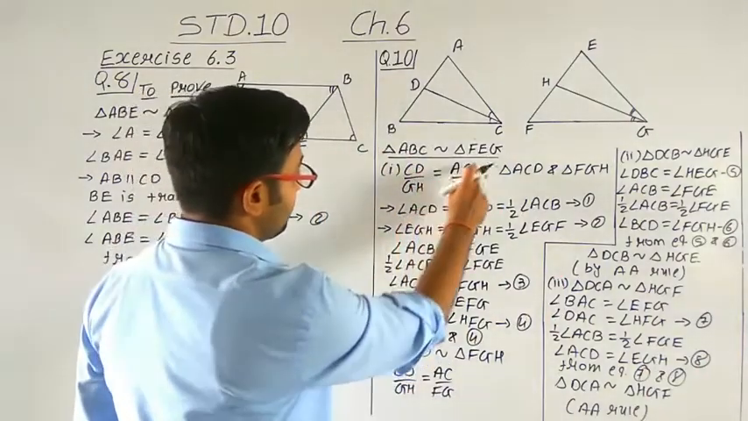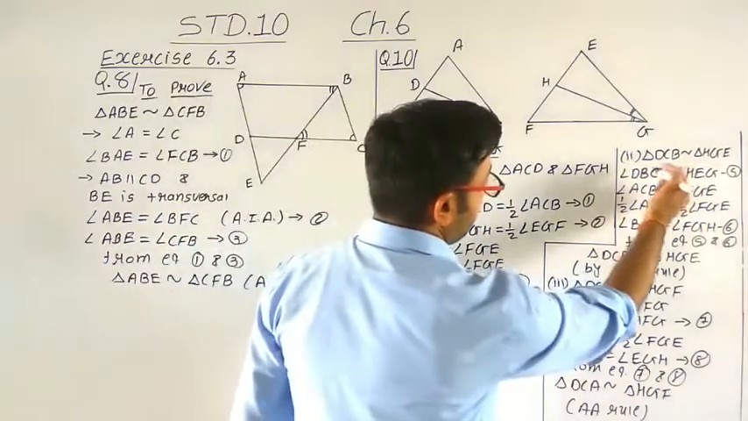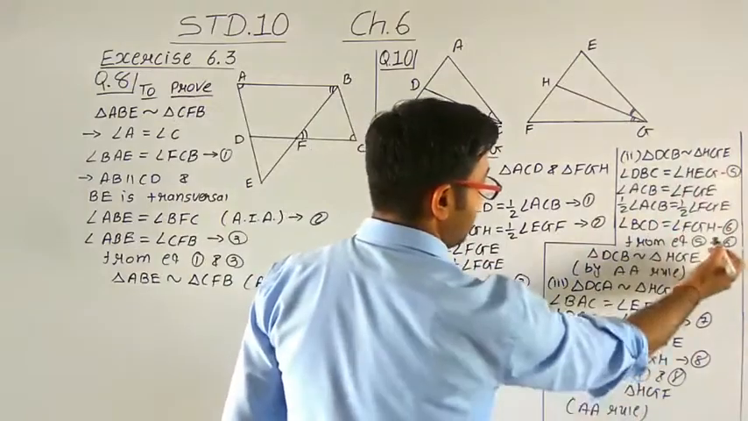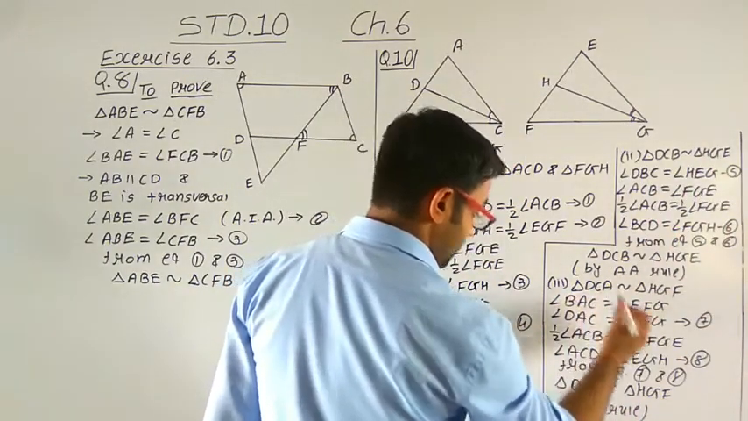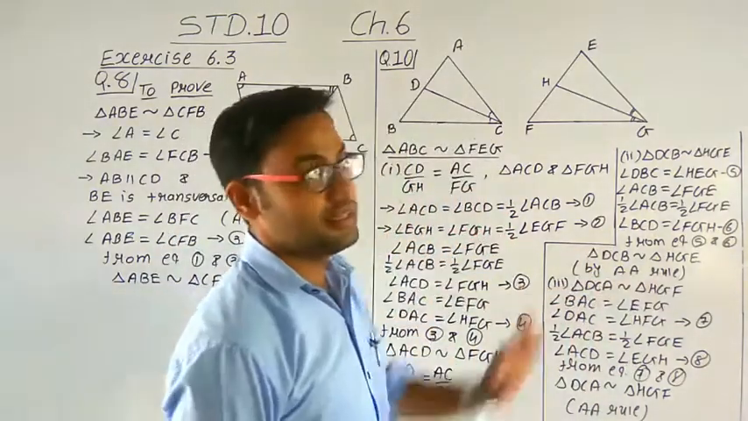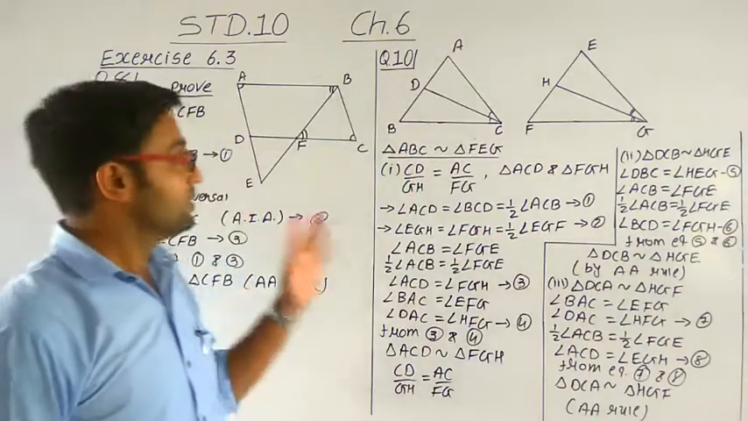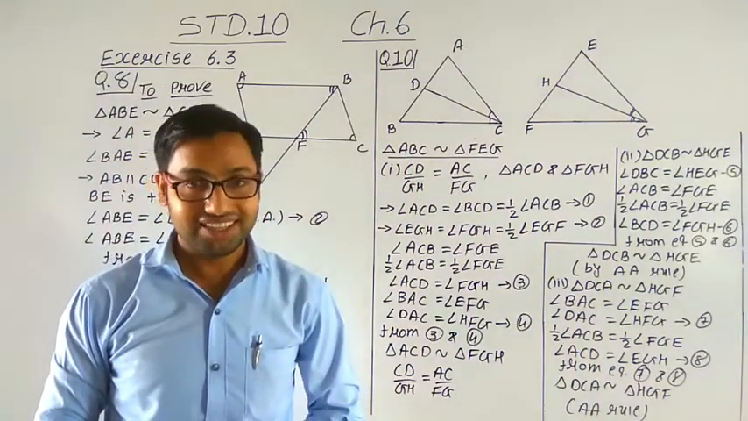CD upon GH is equal to AC upon FG, that we have proved here. The second thing, that these two triangles are similar, we have proved here. And the third thing we have proved here. So all this we can do by the angle similarity criteria. Okay? So in this way we can solve this type of question. This is all about this lecture.